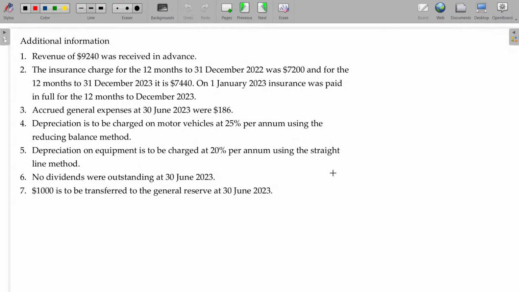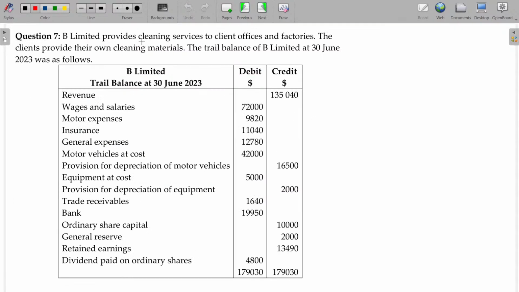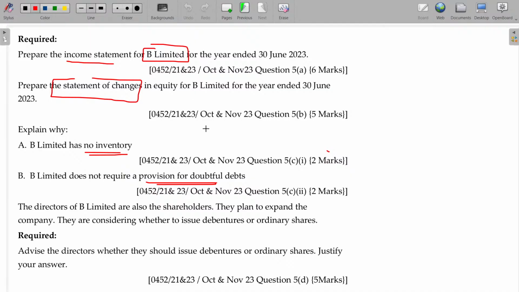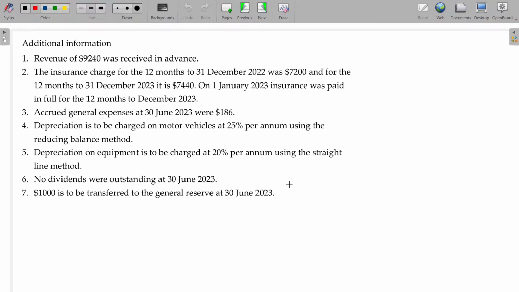So no inventory means as they are rendering cleaning services. In case of service sector, we don't have the inventory. That's how you can give the answer. Another being, why don't we have a provision for doubtful debts? If the entire transaction is in cash mode, there is no any outstanding to be recoverable. Only if the outstanding is recoverable, then we have the fear of non-recovery of any amount. Right. That's a logic.